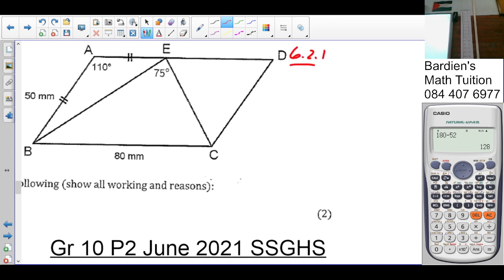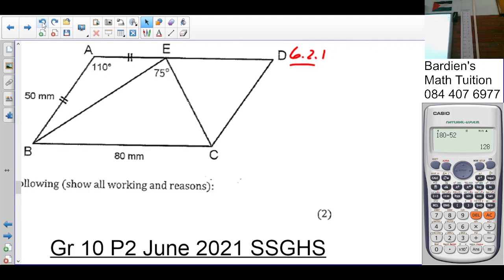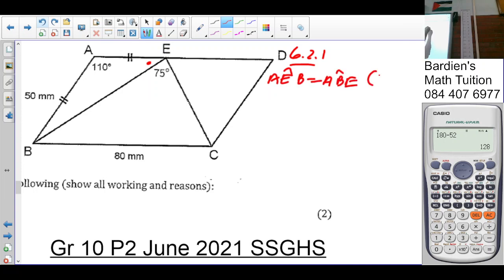What was that question? To work out angle AEB. Same as that other question which was asked. So AEB is equal to ABE. Why? Angles opposite equal sides. Okay.